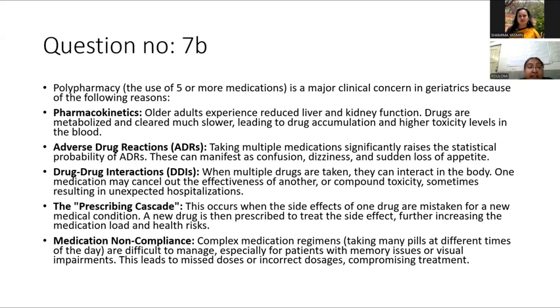Fourth point is prescribing cascade. This occurs when there is a side effect of a drug and the geriatric person takes another drug, and this gives rise to another side effect. So this is a cascade effect. Fifth is medication non-compliance. Complex medication regimens, taking many pills at different times of the day, are difficult to manage, especially for patients with memory issues or visual impairment. This leads to missed doses or incorrect doses, compromising treatment.